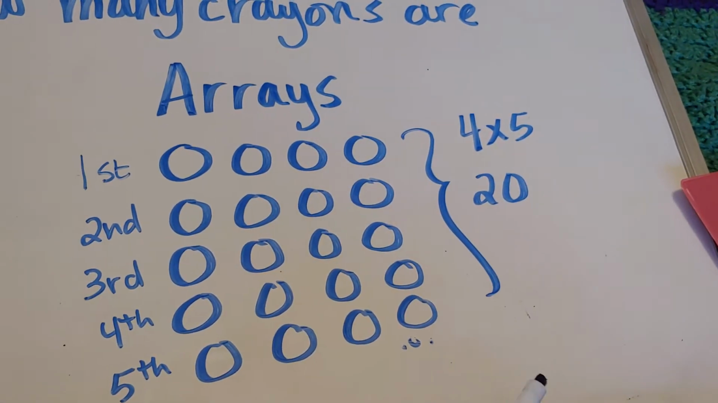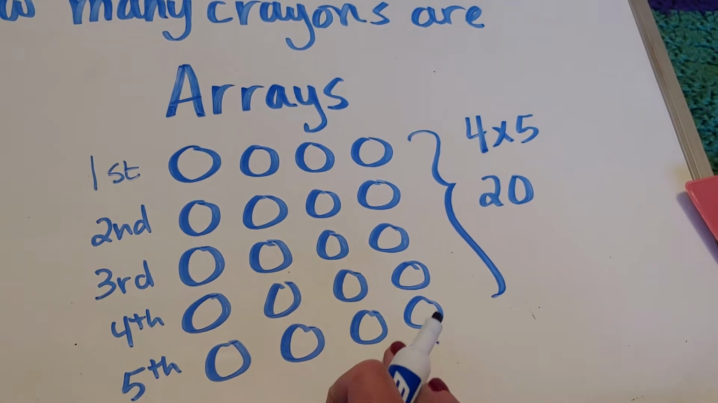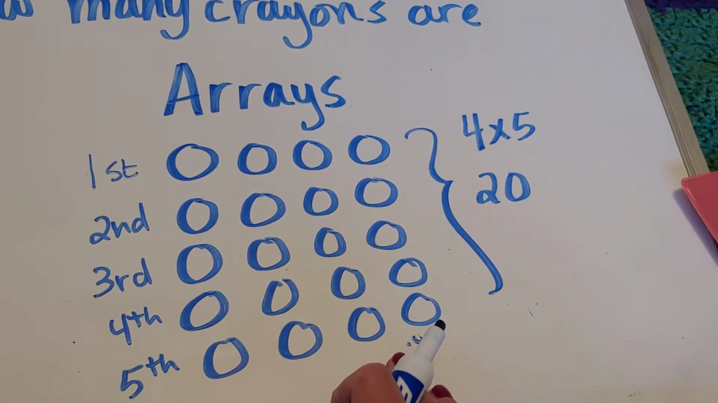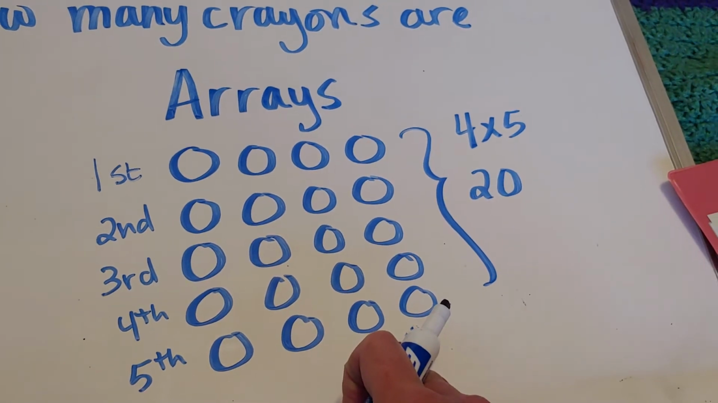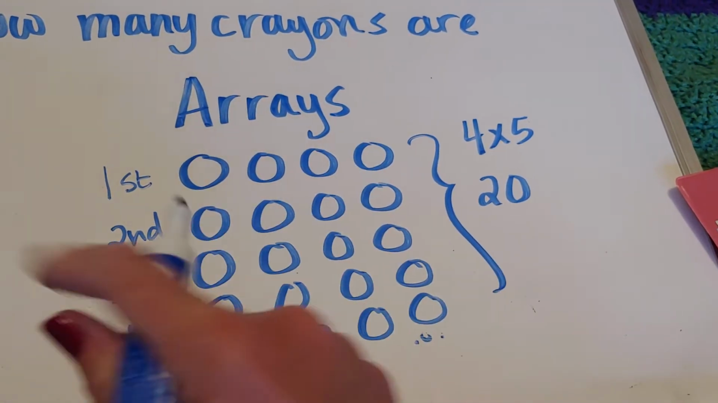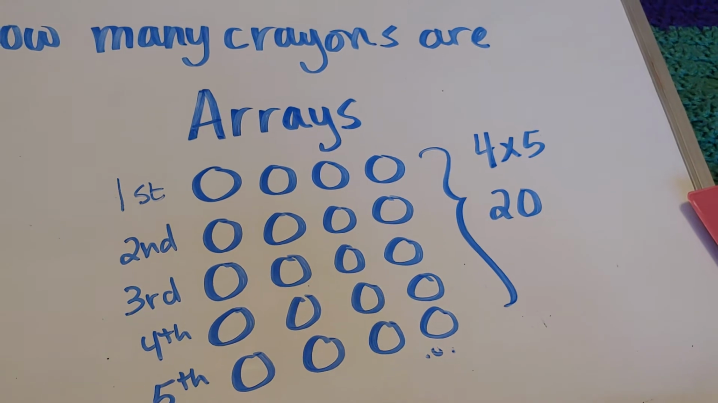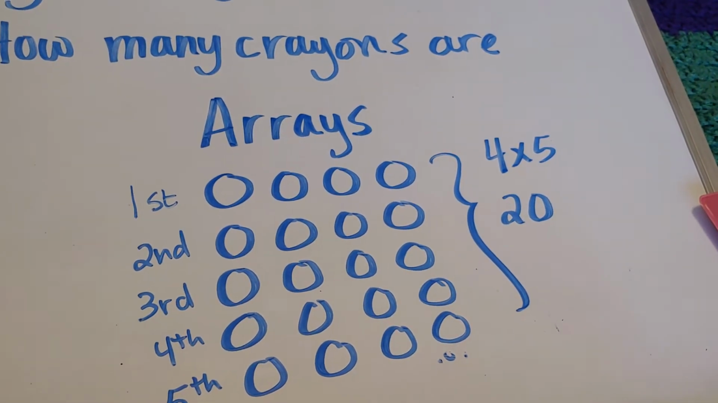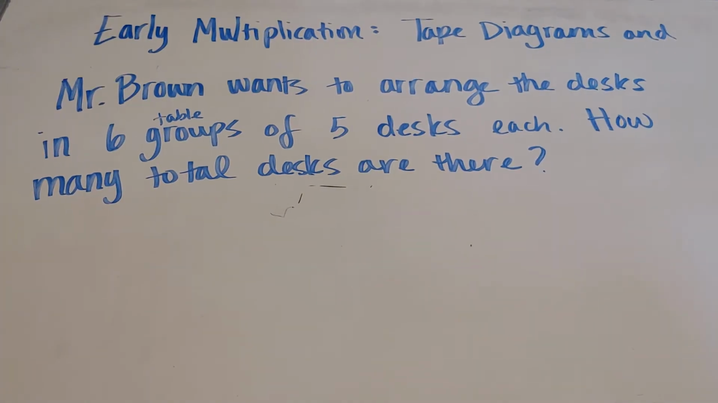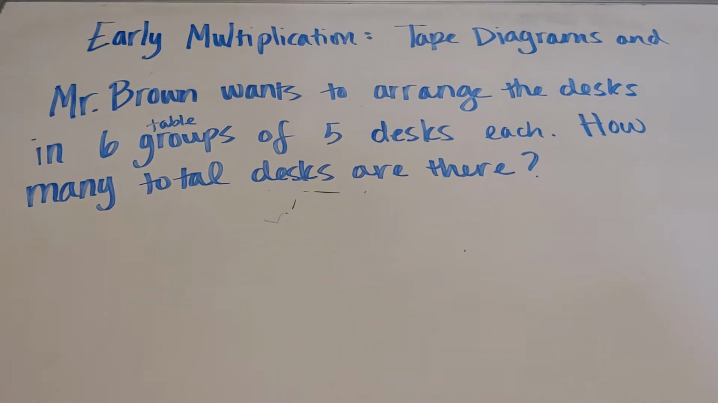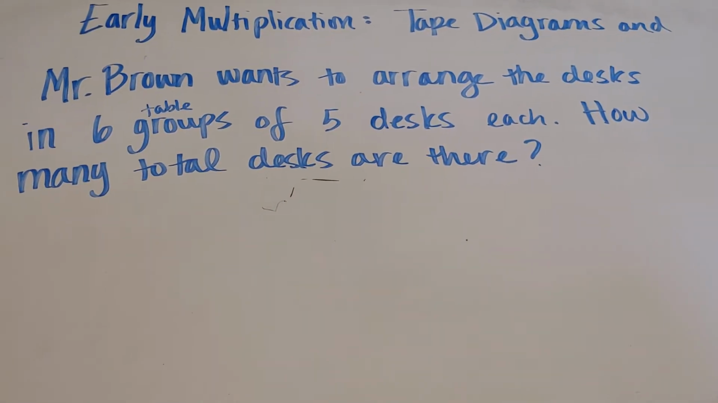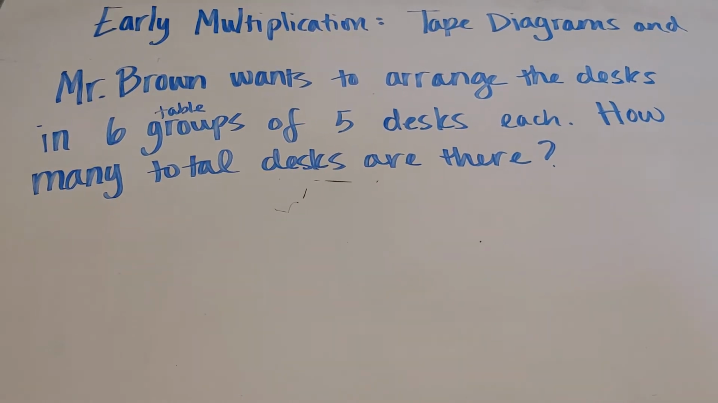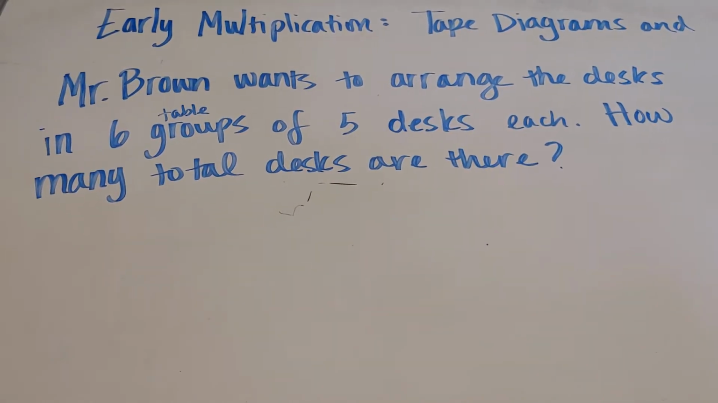Now you can use circles for arrays. I've also seen them use X's. So why don't I go ahead and do one more quick problem, because they don't take very long, where I use both a tape diagram and an array. So let me pause this while I erase the board. And we're back. I've made up a problem that says Mr. Brown wants to arrange the desks in 6 table groups of 5 desks each. How many total desks are there?